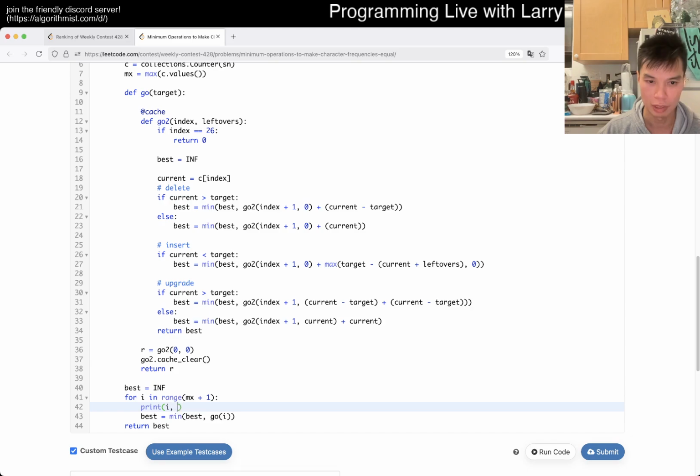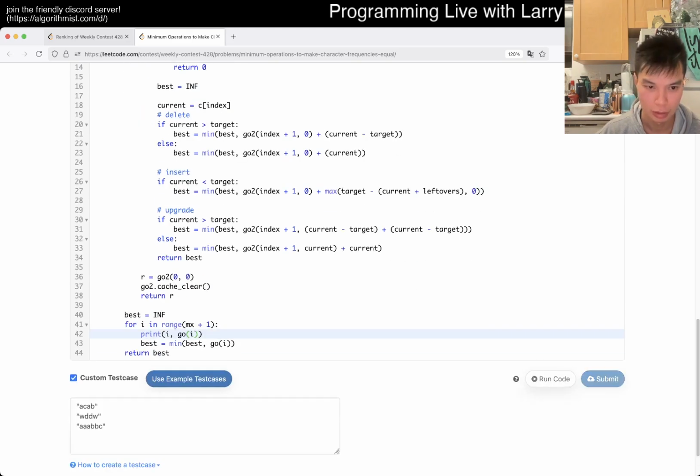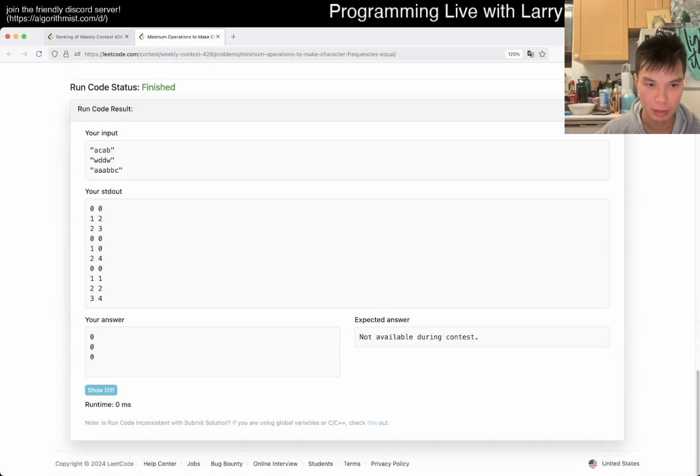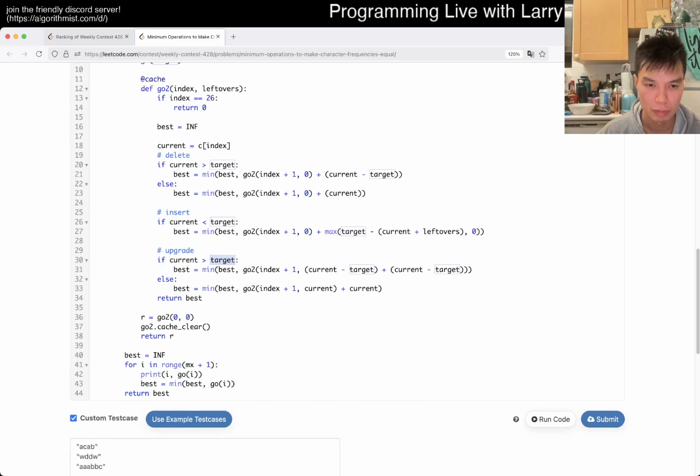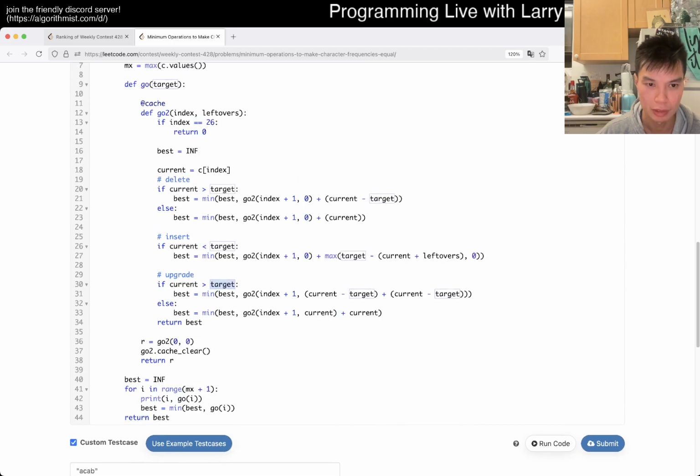When I go I, 0 causes 0. That doesn't make sense. The target. Target being 0. That's weird, right?